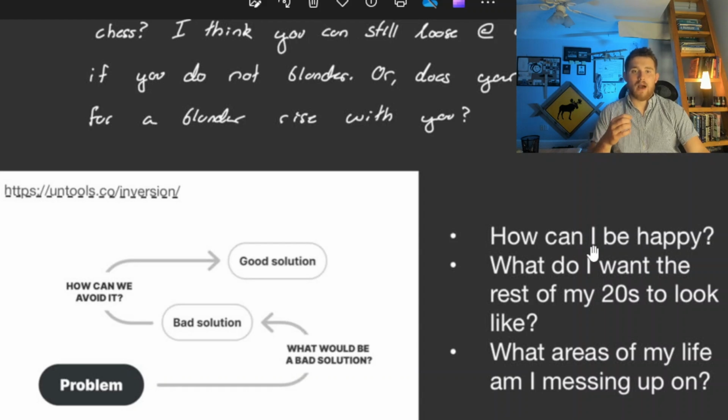And then some other questions you might want to ask when you invert: how can I be happy? So how would I make an unhappy person? How would I make a happy person sad? What do I want the rest of my 20s to look like? What do you not want to do for the rest of your 20s, or however old you are? Think about it. Do you want to have the same habits you have now? If you don't actively change them, you're going to get the same outcome you've always gotten.